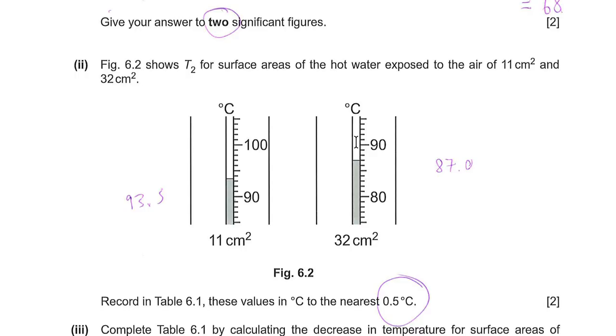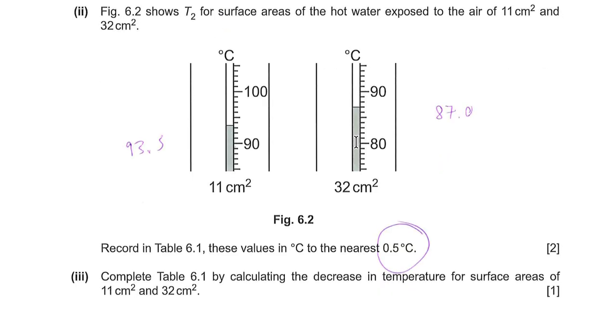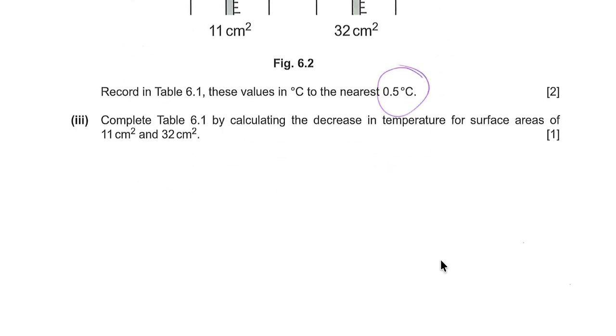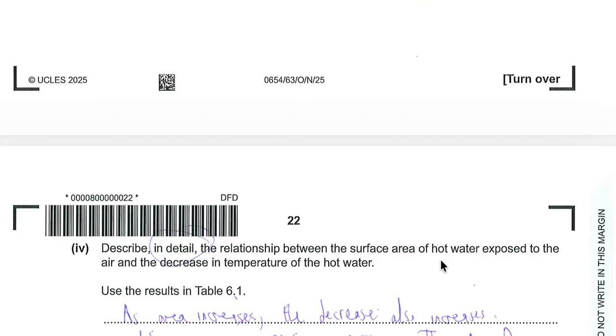So we're going to put those temperatures in, and we're going to calculate the decrease in temperature. Decrease in temperature is just the original temperature, 95, minus the values we've given here. Nice and simple so far.